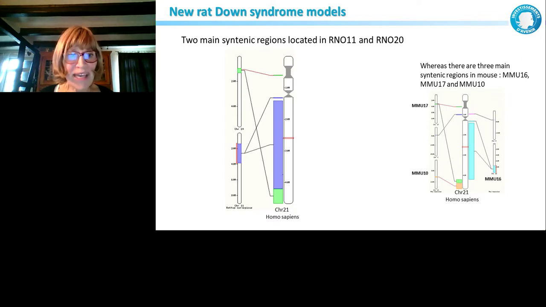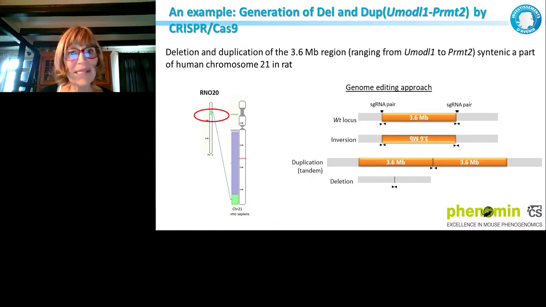Okay, then if we duplicate the domains that are on rat chromosome 11, we will have a model that is close to trisomy of human chromosome 21 for this region, and the same for rat chromosome 20. Okay, then that's how we proceeded, and that's an example of this region, the first region here that is on rat chromosome 11. And here you can see this region is already quite big. It is 3.6 megabase.